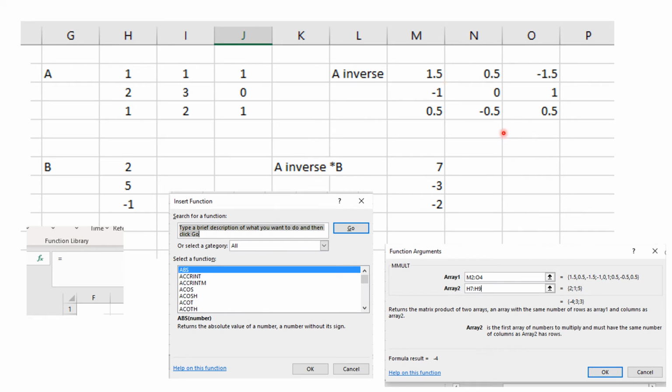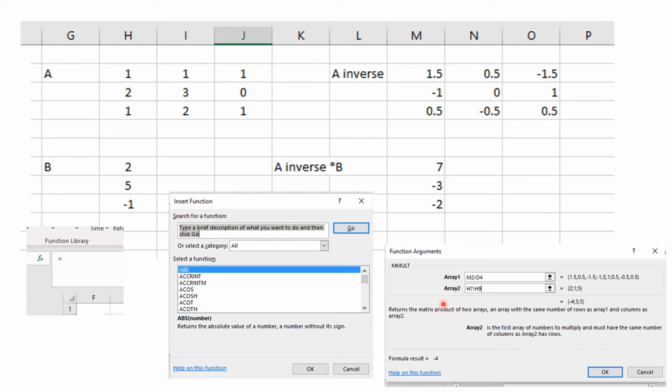So I have A inverse up here, and I have B down here. What I'm going to do in this time is go up to the very top of Excel, way up here, and click on the F sub x button, which writes the equal sign and allows me to pick a function. Scrolling through this dialog box, I'm going to pick the function MMULT, that's matrix multiplication.